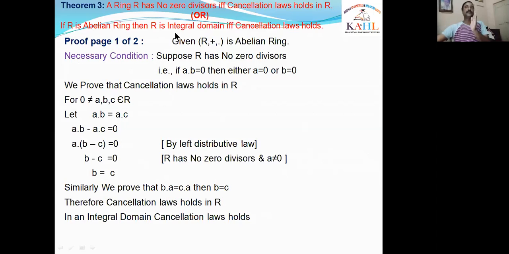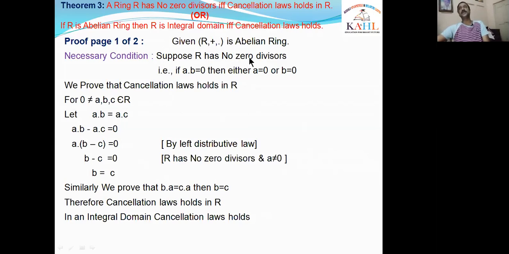What is left? Suppose R is an integral domain. We have to take R is an integral domain, and we have to prove the cancellation law holds. The first statement of this theorem is: R has no zero divisors is left, and right is cancellation law holds. So we have to take left, that is, R has no zero divisors. So I am taking that suppose R has no zero divisors, or R is an integral domain, whatever it may be.